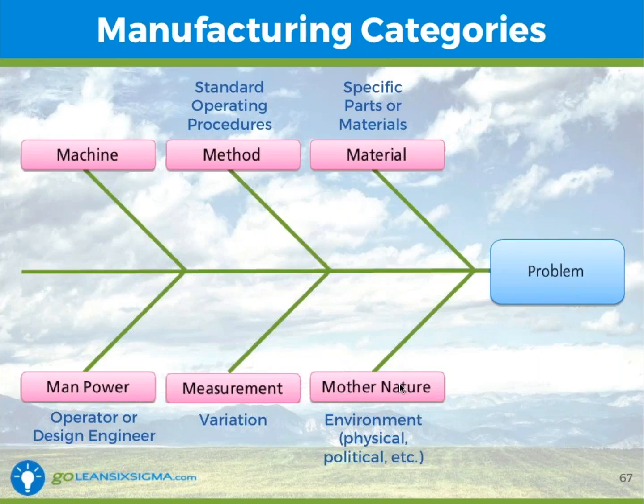Measurement, we're usually talking about the variation in the measurement. Like, what if a scale being used, there's 2 different scales, and they're calibrated differently, so it causes a variation in the measurement. And then there's this category, which is classic, Mother Nature. As you can tell, they've tried to go for 6 M's, right? So environment turned into Mother Nature.